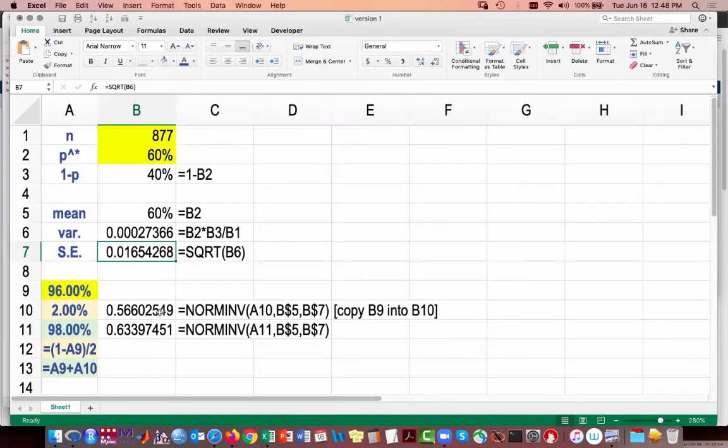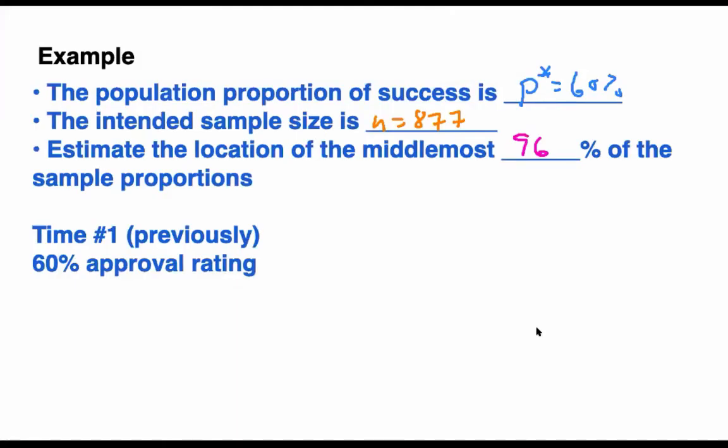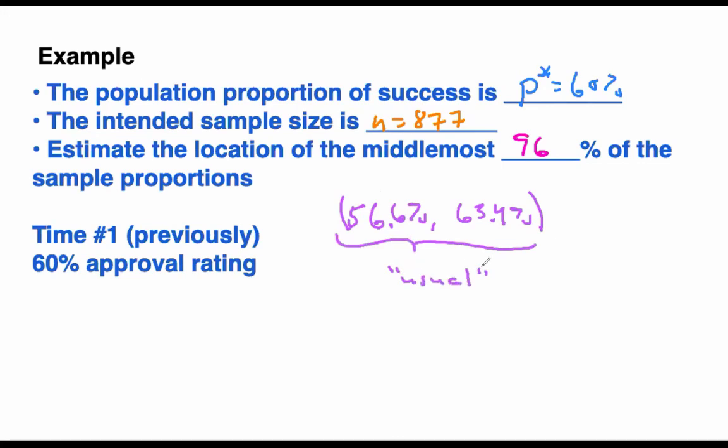Taking this information, let's go ahead and record that on the whiteboard. So the values we just found for usual and unusual, let's record those in purple. We found the values of 56.6% up to 63.4%. That's using interval notation, the location of the middlemost 96% of sample proportions. If we take this as our definition of usual, this is what we would expect if we have a usual sample and the population proportion was 60%.